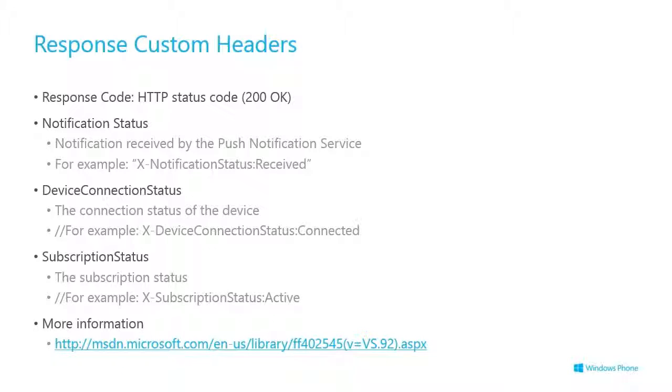So now we have some custom response headers. I think we all know that 200 means OK, don't we? On that one, we're definitely in HTTP land. So we get a notification status, the device connection status, and the subscription status. So lots of good diagnostic information.